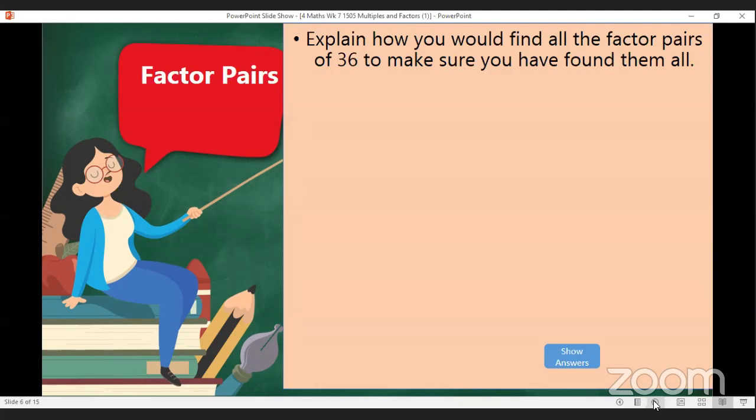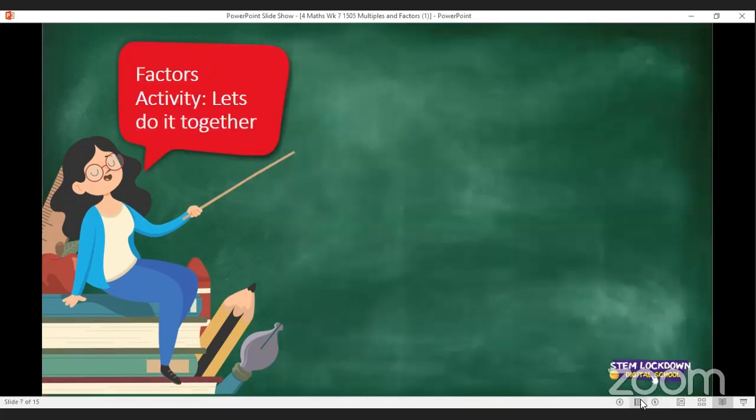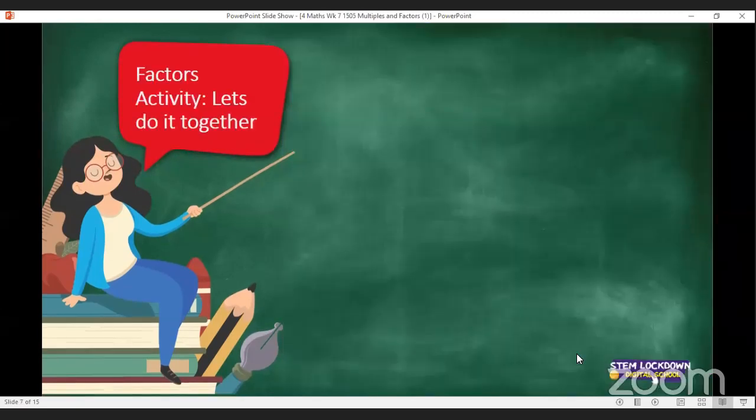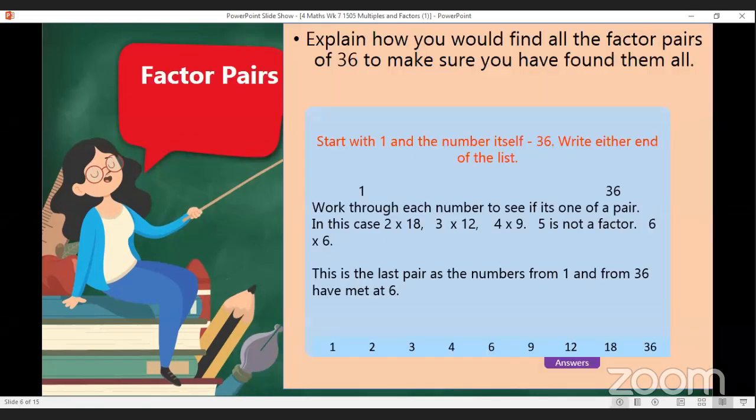So how do we find out? We're going to explain how you find all the factor pairs. So we are finding factor pairs, right? All right, we want to find the factor pairs of 36. If we find the factor pairs, then we will find the factors definitely. So we start with 1 and the number itself.